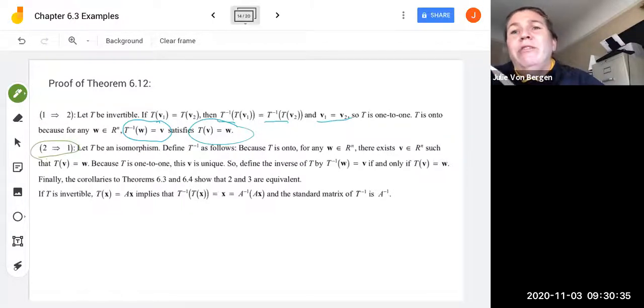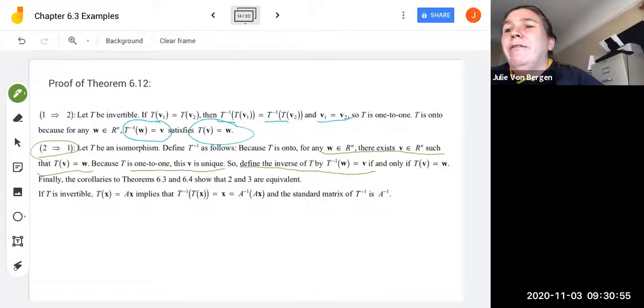So let T be an isomorphism, and then we define T inverse as follows. So because T is onto, for any W in Rn, there exists V in Rn such that T of V equals W. And then because T is 1 to 1, this V is unique. So we define the inverse of T by T inverse of W equals V if and only if T of V equals W. And then we have our corollaries from theorems 6.3 and 6.4 that we saw earlier. And so that shows that the isomorphism and A being an invertible matrix are equivalent.